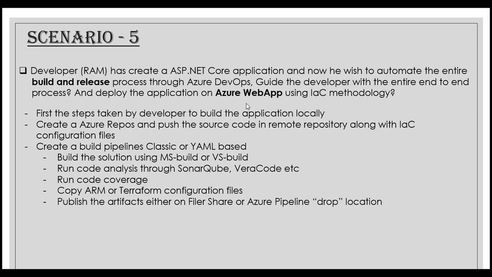I'll suggest. Okay. So the first thing will be building the solution once the YAML file is created. There are multiple tasks inside the YAML file. The first task is we'll build the solution using MSBuild or VSBuild. So it's a .NET application. This is something we would be using.